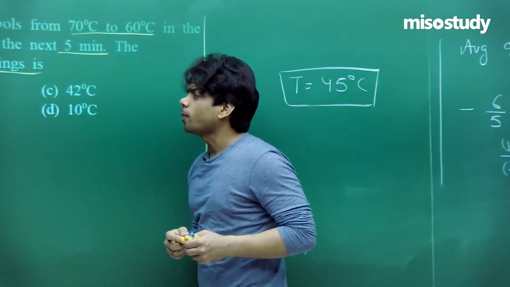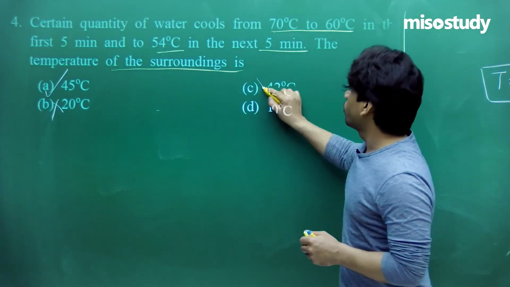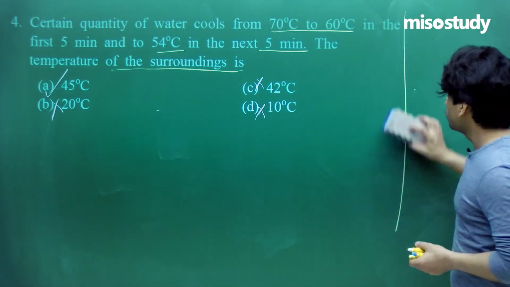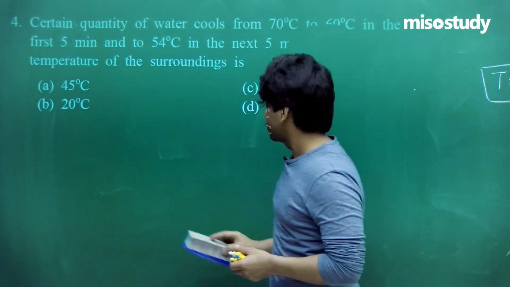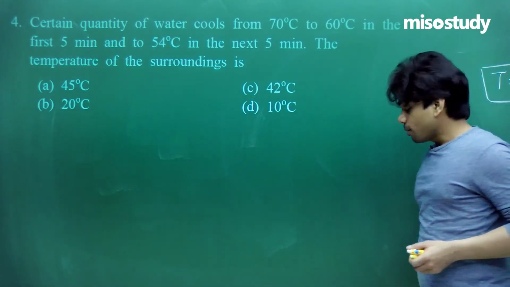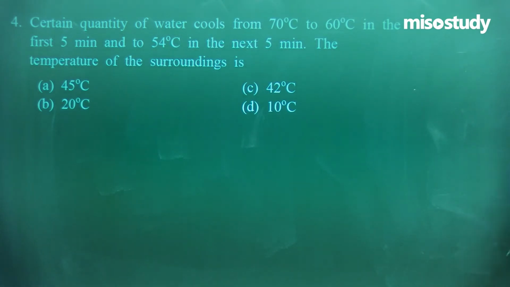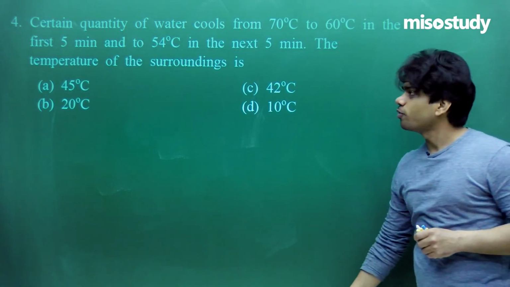Let's go ahead and check the options. A, 45 degrees Celsius, yes, that's the right answer. B, 20, no. C, 42, no. And D, 10, no. So I believe that you have got to know how to solve such questions. Question number 5, before that, just let me wipe the board for you all. Let's go ahead with the next question, question number 5.